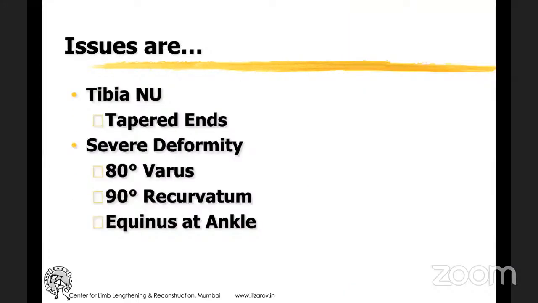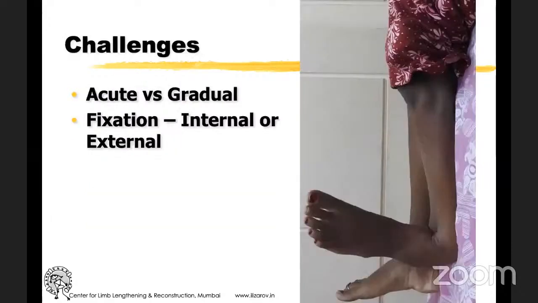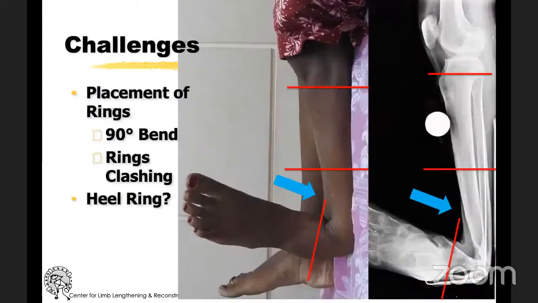Here the issues are a tibial non-union, which has a tapered end, and severe deformity. So around 80 degrees of varus, 90 degrees of recurvatum, and equinus at the ankle. Here the challenges are whether to go for acute correction or gradual correction, and whether to fix it internally or externally. If we go with acute correction, then we have to shorten the bone, and then there are chances of neurovascular compromise and bunching of soft tissue. So here we opted for gradual correction by external fixation.